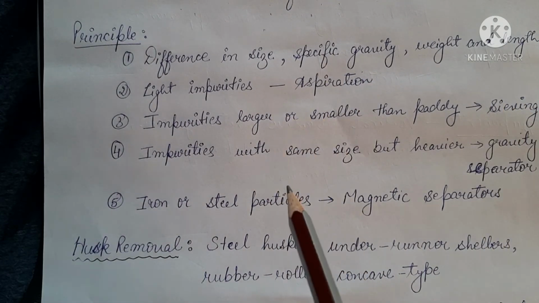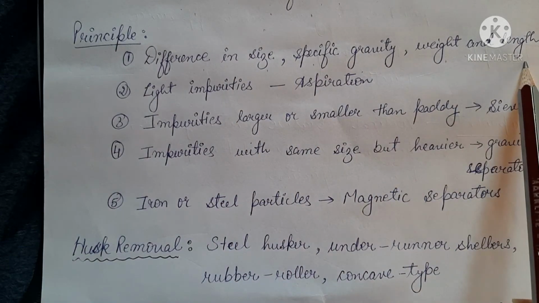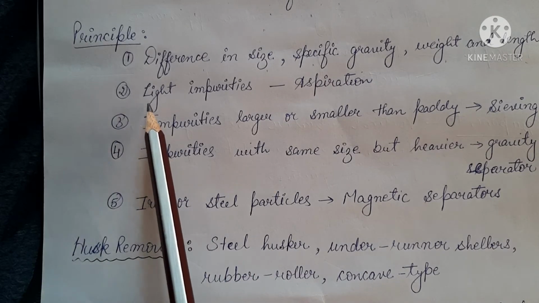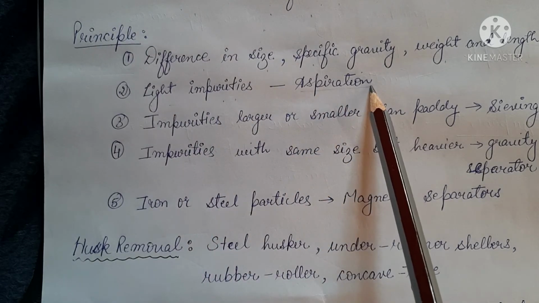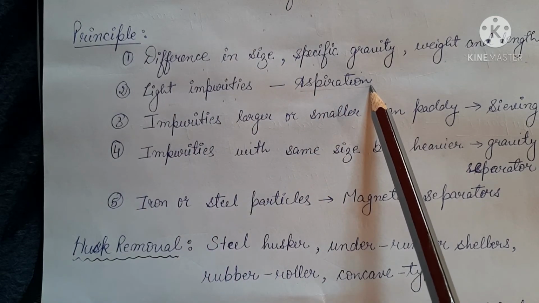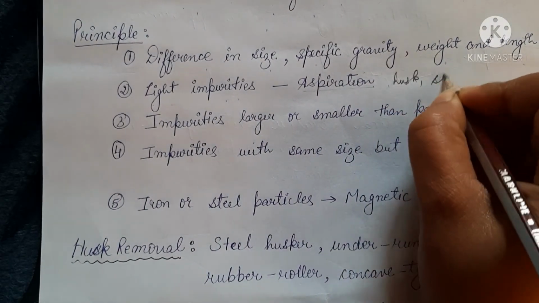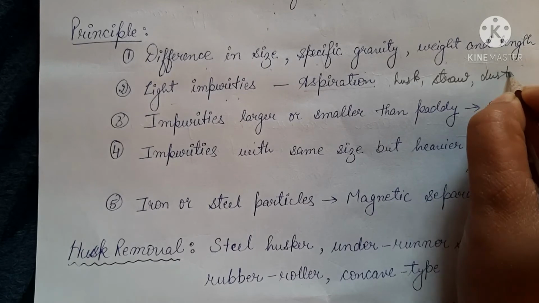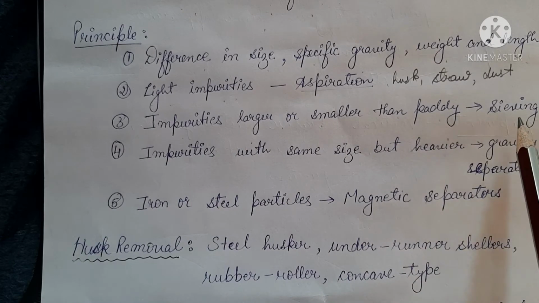The basic principle behind pre-cleaning is the difference in the size, specific gravity, weight and length of your grains and the impurities. If we talk about light impurities, the basic principle behind their removal is aspiration. Using air, we will remove the light impurities such as your husk, your straw, dust particles, right?